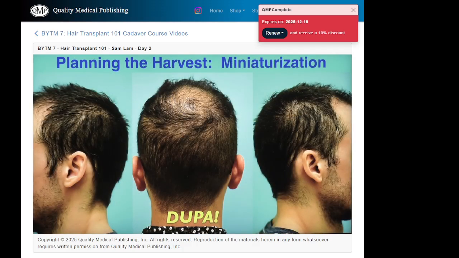The big thing is DUPA, diffuse unpatterned alopecia. This is a gentleman who showed me that he was offered an FUE case by another company in Dallas, and you know what? This guy has unusable hair.